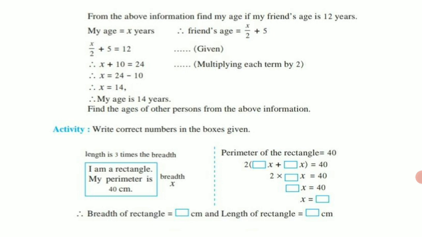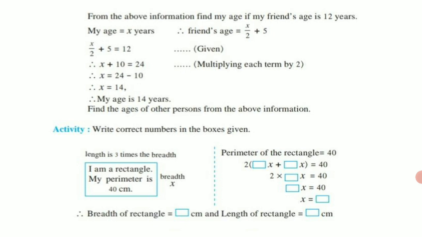From the above information, find my age. If my friend's age is 12 years, my age is x years, friend's age is x upon 2 plus 5. x upon 2 plus 5 is equal to 12, given. Therefore, x plus 10 is equal to 24, multiplying each term by 2. Therefore, x is equal to 24 minus 10. x is equal to 14. My age is 14 years.